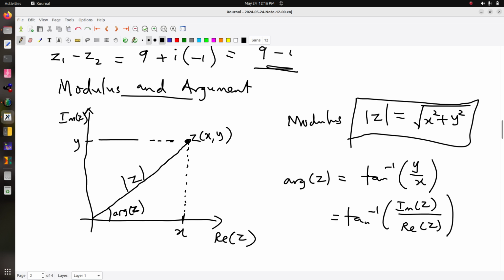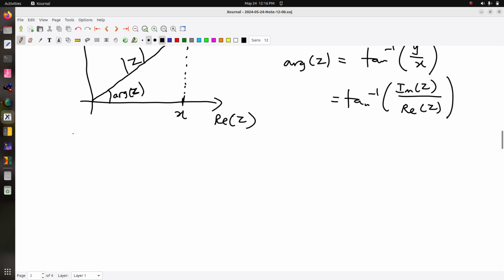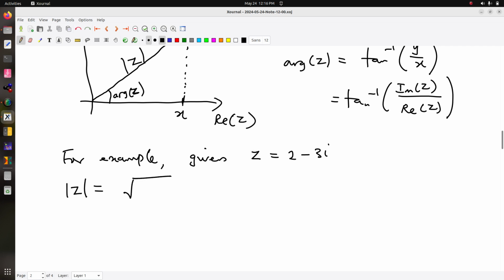Okay, so let's take a quick example. Given that the complex number z equals 2 minus 3i, the modulus of z will be the square root of the real part, 2 squared, plus the imaginary part, minus 3 squared. The square of 2 is 4, the square of minus 3 is 9, so 9 plus 4 is 13. That will be the square root of 13. That is the modulus of this complex number, 2 minus 3i.